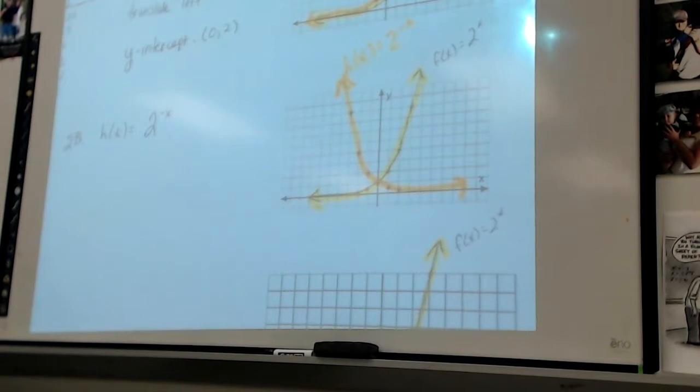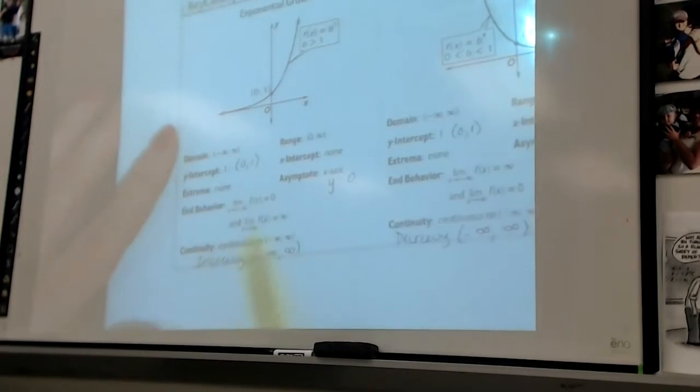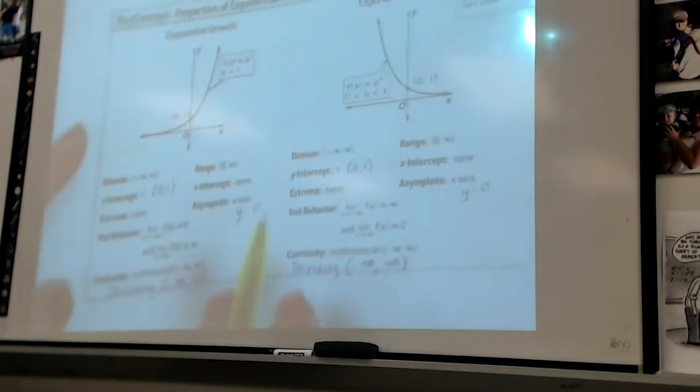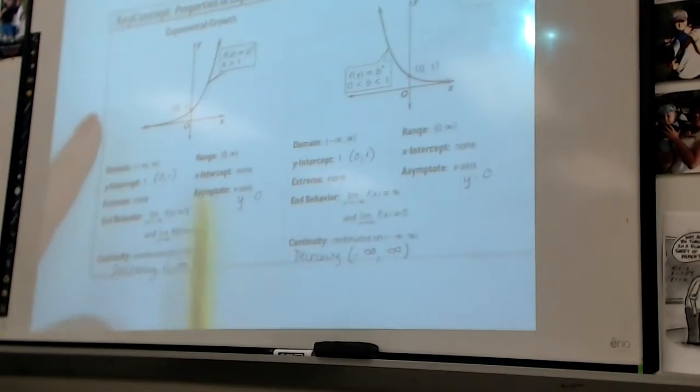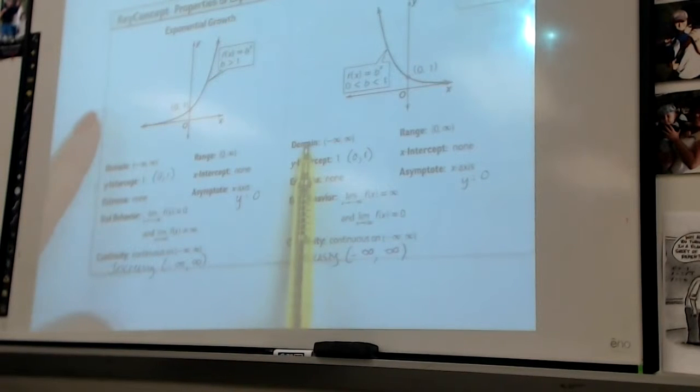Is it exponential growth anymore? It's decreasing, so it's exponential decay now. All right, so let's write down everything that changed from the original. Here's the original. So it used to look like this, now it looks like this. So let's talk about everything that changed. Did the domain change? All right, what about the range?